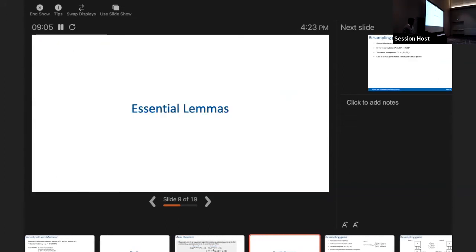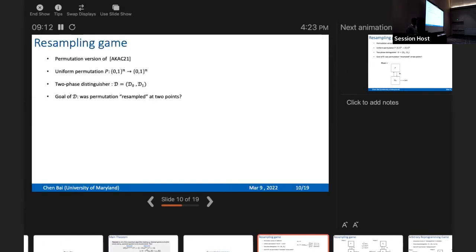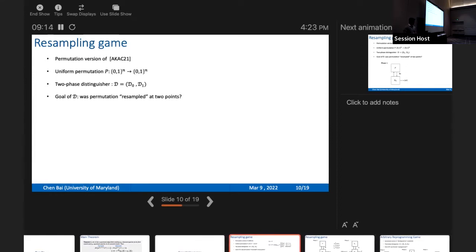Okay, next I will talk a little bit about the proof, and I want to start with the two essential lemmas we need in our proof. The first one is the resampling lemma. This is like the permutation version of the previous work called the adaptive reprogramming lemma, which works for the function case. Here we extend it to the two-way accessible permutation case. We start with a uniform permutation P and a two-phase distinguisher. The goal of the distinguisher is to determine whether the permutation was resampled or not.